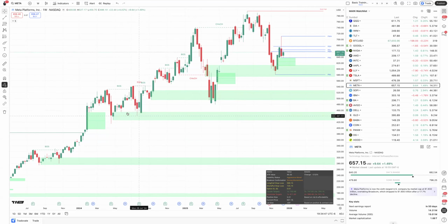The way order blocks work is that when smart money, banks, and people with a lot of money start buying a stock, they normally buy it on a bearish candle.